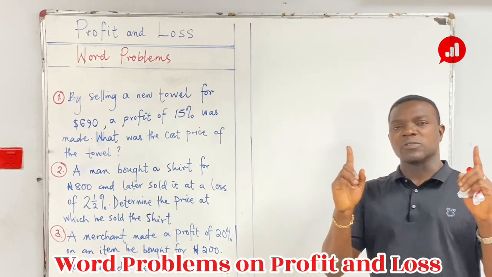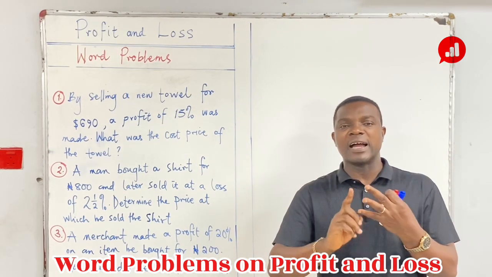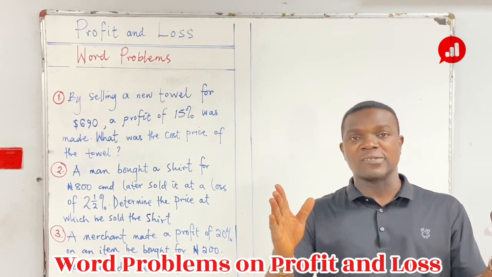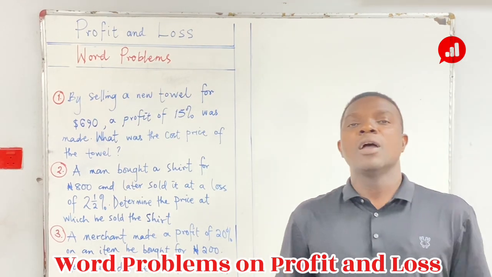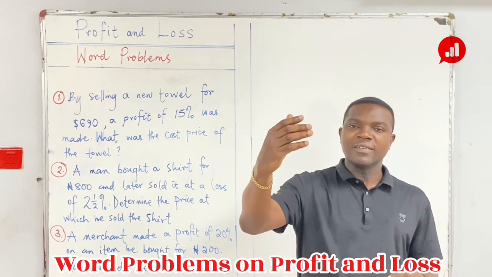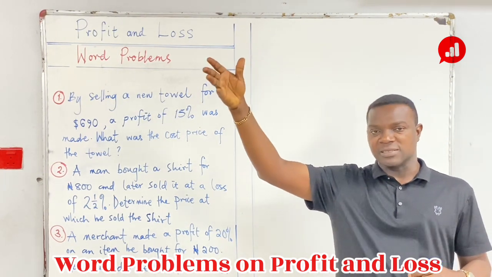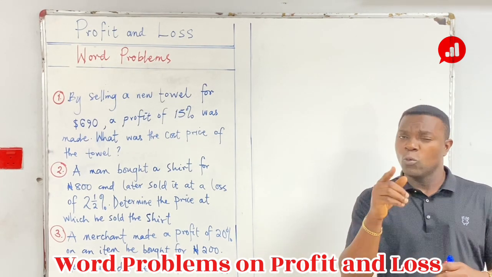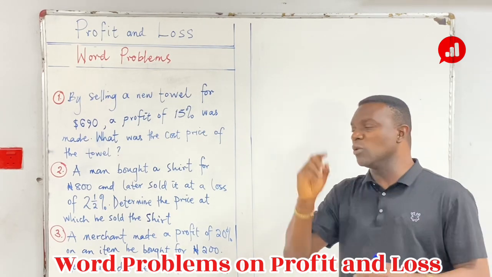So, the first thing we need to take note of: two terms are important to us in profit and loss, which are selling price and cost price. Now, in terms of percentage, cost price is always 100%. When the trader is making a profit, the percentage of the selling price will be 100 plus the profit percent. When the trader is making a loss, the percentage of the selling price will be 100 minus the loss percent. So I need you to hold this point as we move ahead.